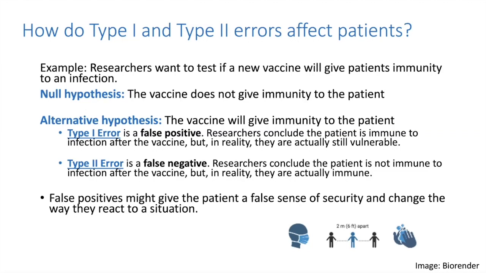First, you can have a type 1 error or false positive. In this case, researchers conclude the patient is immune to infection after the vaccine, but in reality, they're still actually vulnerable. You can also have a type 2 error or false negative. Researchers conclude the patient is not immune to the infection after the vaccine, but in reality, they're actually immune. Think about how each result and error might make you feel and act with different consequences. For instance, type 1 errors or false positives might give the patient a false sense of security of immunity and change the way they react to a situation, change their behaviors such as wearing a mask and social distancing.